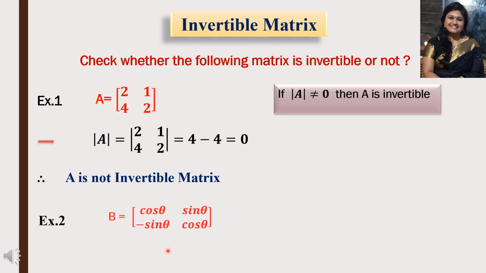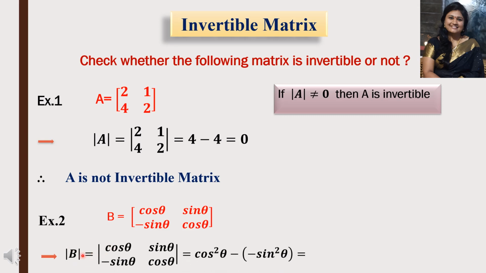Now we take a second example here. So B, which contains the same number of rows and columns, right? So the order is 2 by 2, 2 rows and 2 columns. The first row contains cos theta, sin theta; the second row contains minus sin theta and cos theta. If we read column wise, the first column contains cos theta, minus sin theta, and the second column contains sin theta and cos theta. So we check whether the matrix is invertible or not. For that, we find its determinant value. So determinant of B, written in determinant form: cos theta, sin theta, minus sin theta, cos theta, which is equal to.